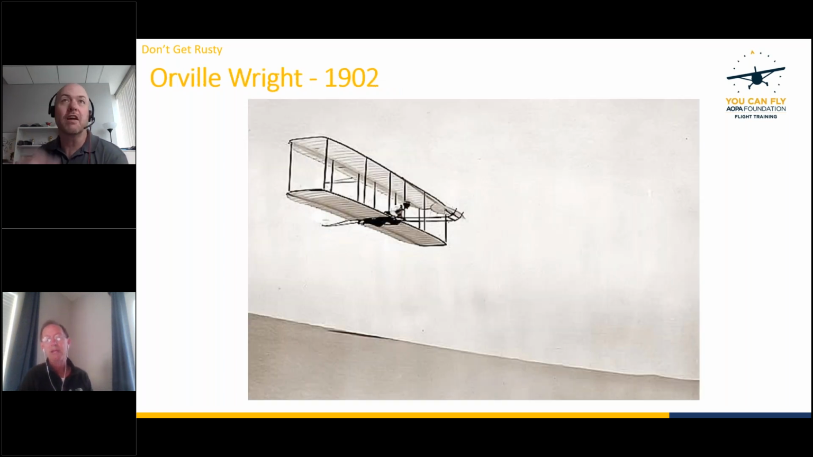Right. In fact, glad to see he's got his landing gear down. What's that? I'm glad to see he's got his landing gear down on this one. Oh yeah, he's got gear down. Yep.